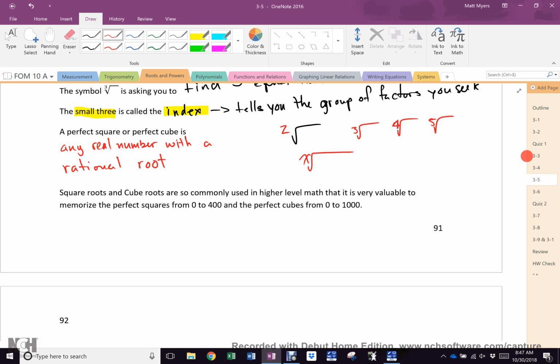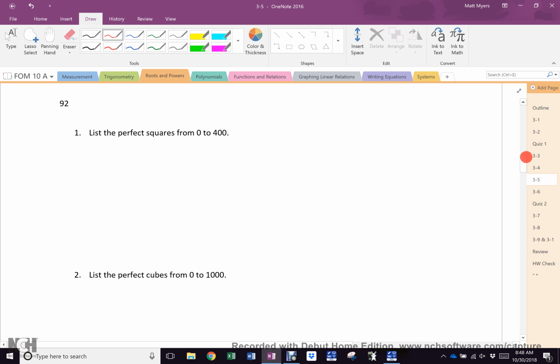After times tables, this is the most important thing you need in your brain about math. So let's go. Perfect squares from 0 to 400. I like to put the squares on the top and the roots on the bottom because roots are underneath. What's the square root of 0? 0. Nicely done. 1 is the next square root. What's 1 squared? 1. 2 is the next perfect root. What's 2 squared? 4. Go up until you get to 400.